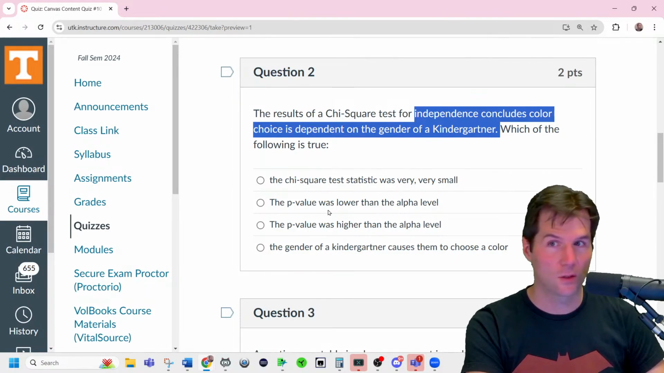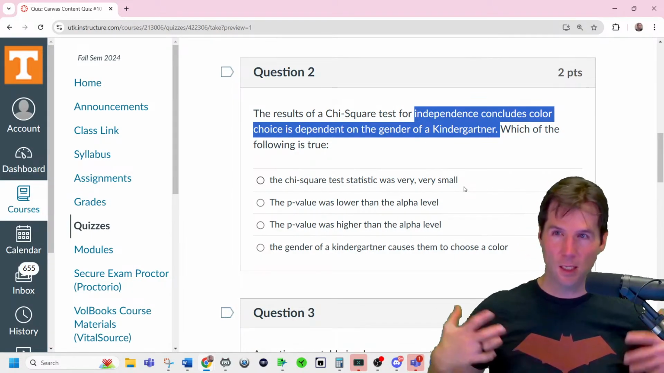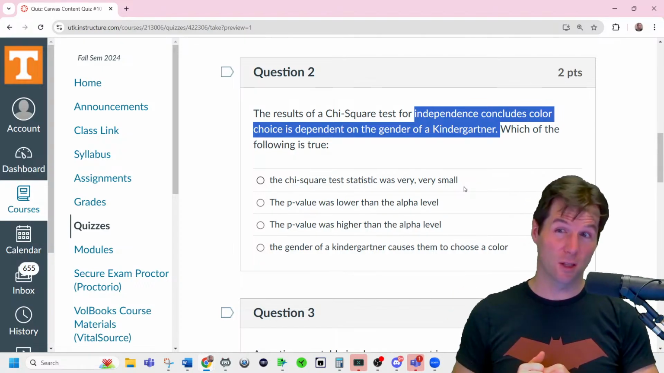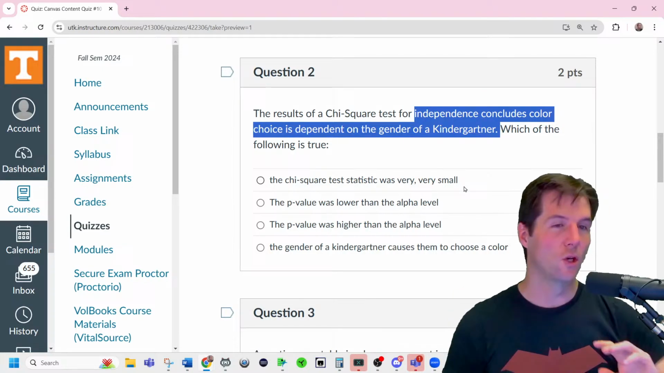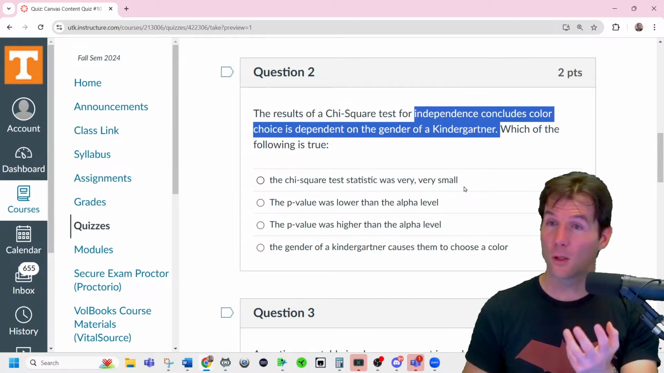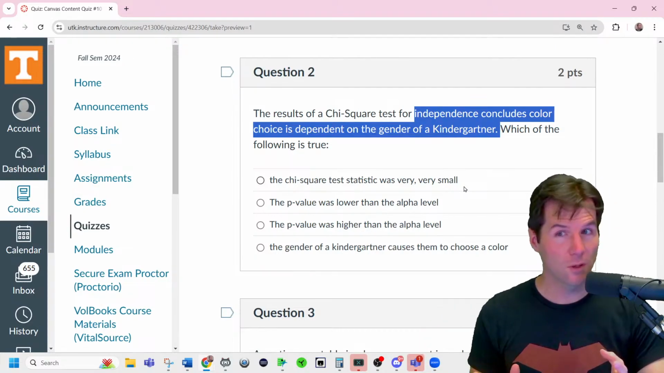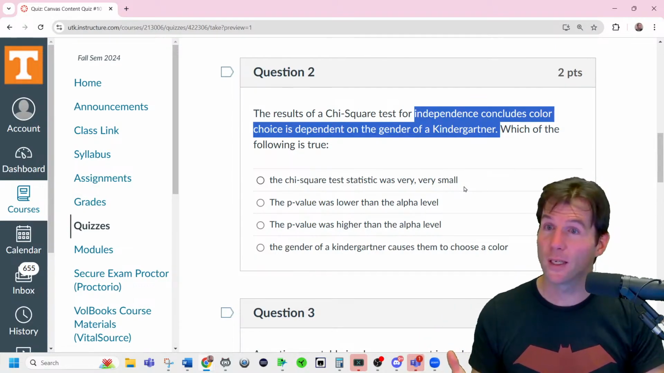Don't even read these answers. You just got to take in what the problem says first. You got to take it in. We did reject the null. So good answers. The null hypothesis would be that color choice is independent of gender. The alternative could be stated that color choice is dependent on gender.